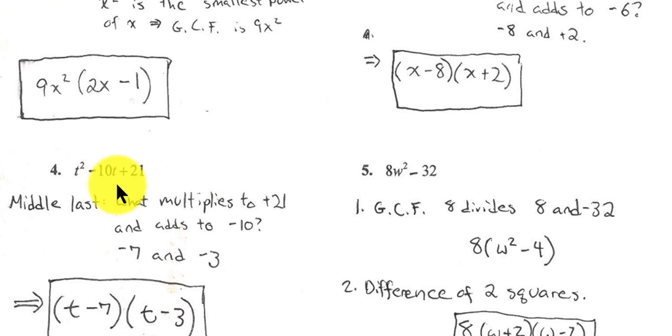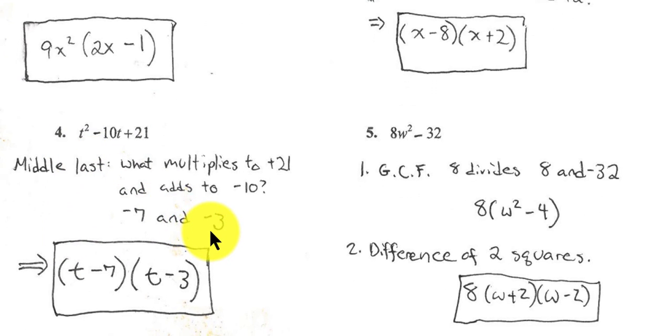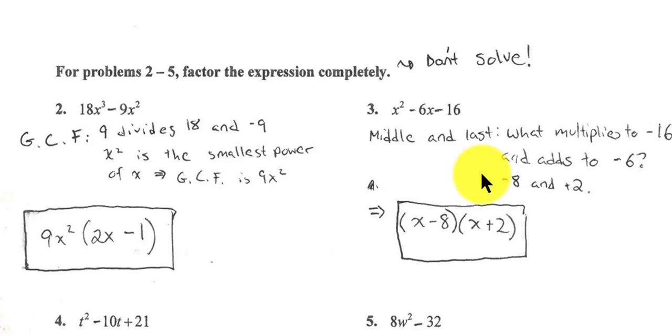Take a look at number 4. Same concept. What 2 numbers when multiplied result in the last term? All right, the last term is 21. So negative 7 times negative 3 results in positive 21. Negative 7 plus negative 3 results in negative 10. Right? So again, you're always asking, what two numbers when multiplied result in the last term, but when added result in the middle term? All right, so your answer here would be t minus 7, t minus 3. All right, just like here we did x minus 8, x plus 2.